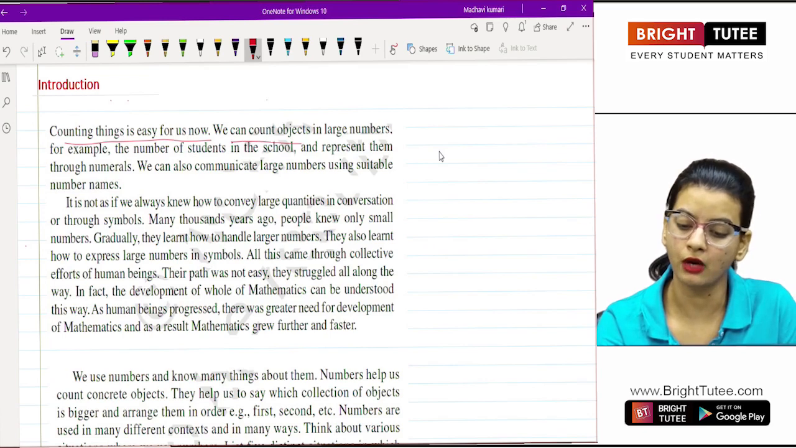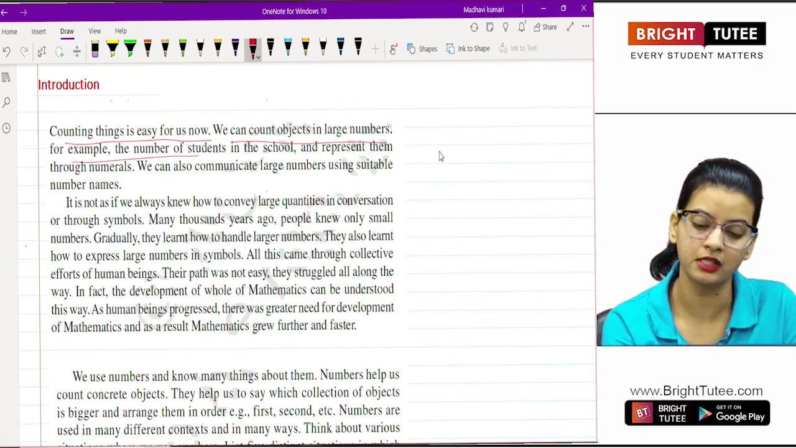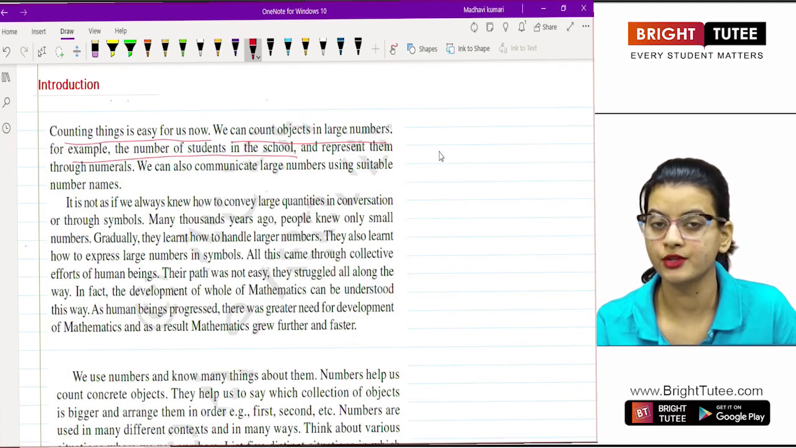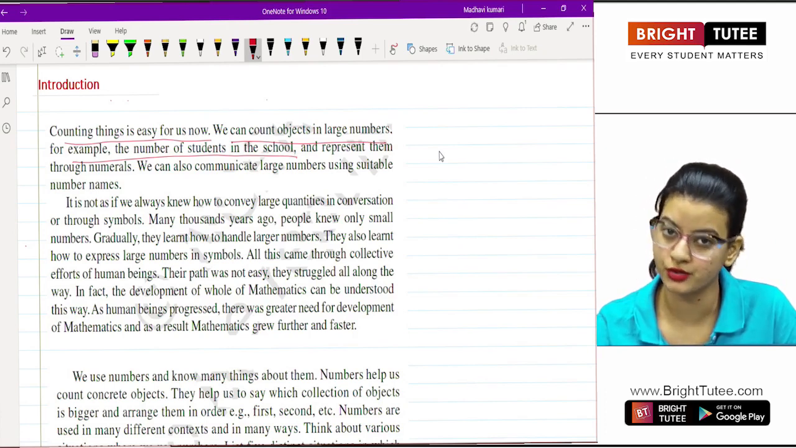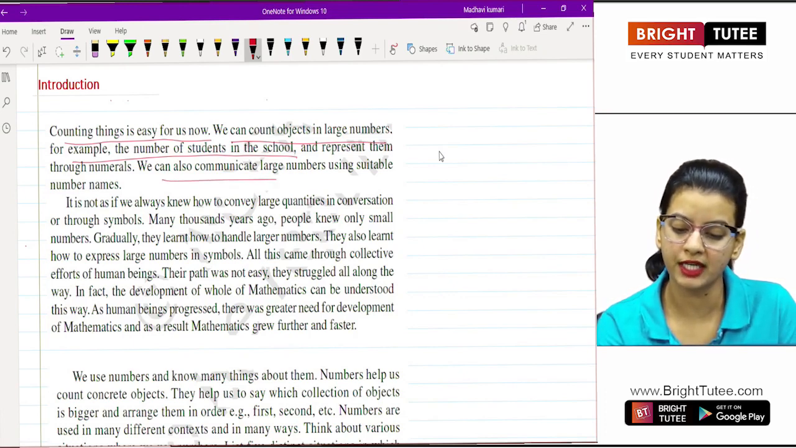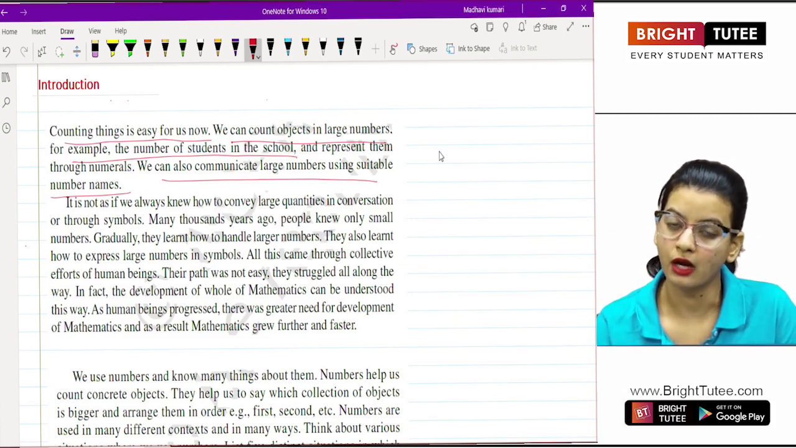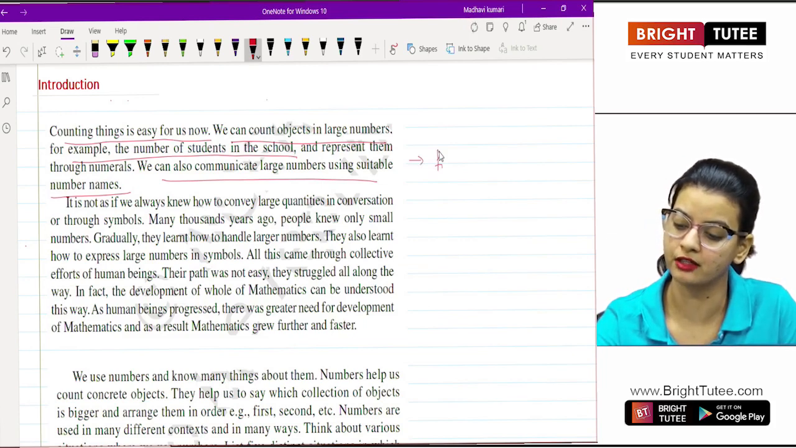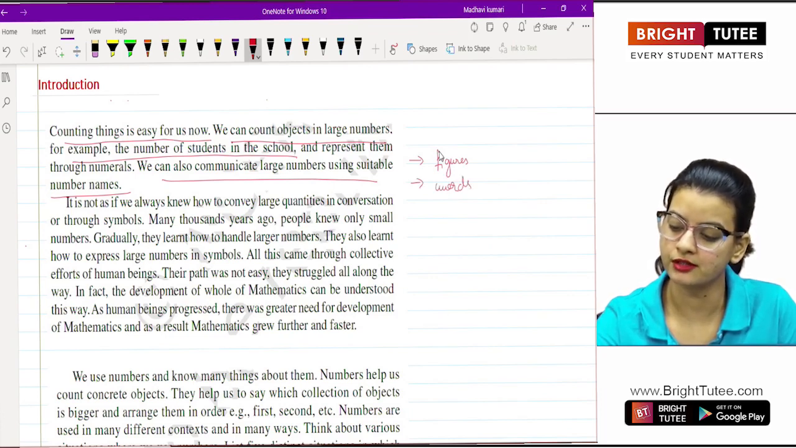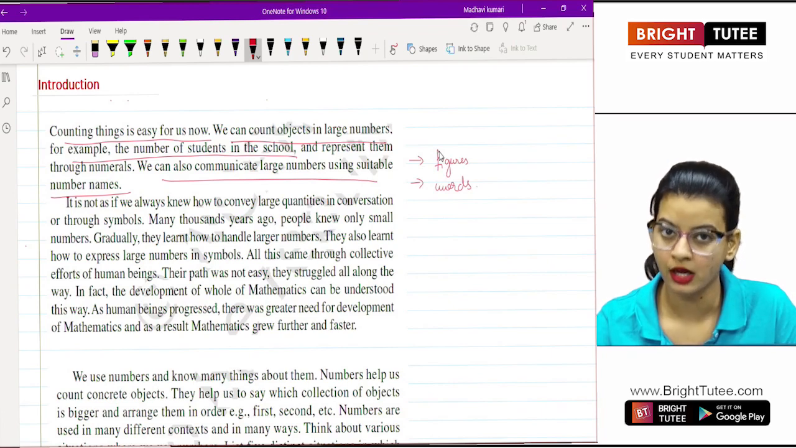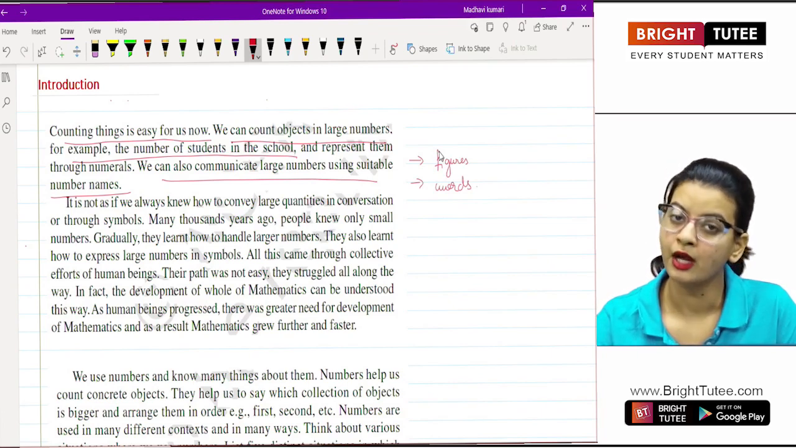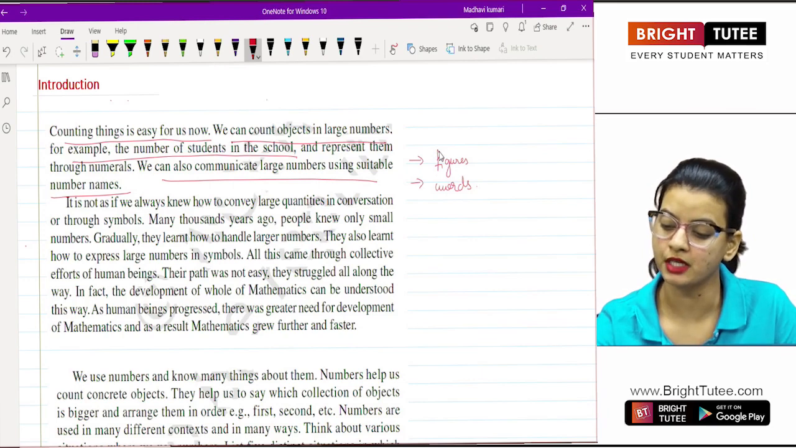We can count objects in large numbers, for example, the number of students in the school. You can count the number of students in your school, right? Then you can represent them through numerals. We can also communicate large numbers using suitable number names. So we can count a large number of objects and express them in figures, or we can express them in words.